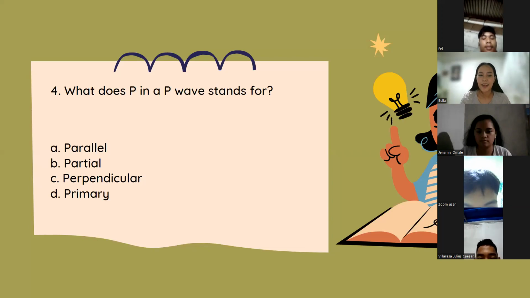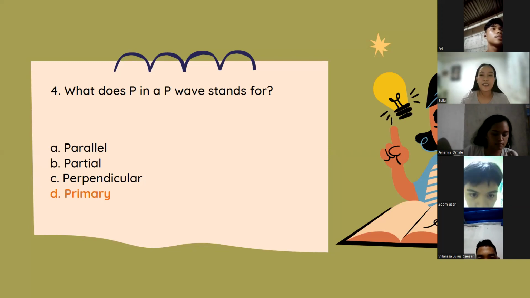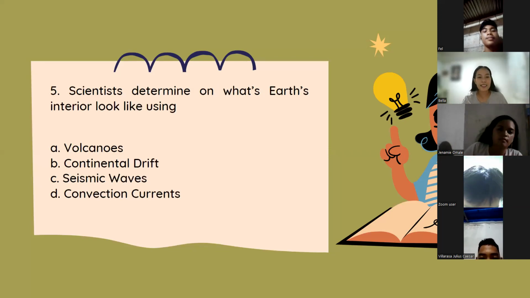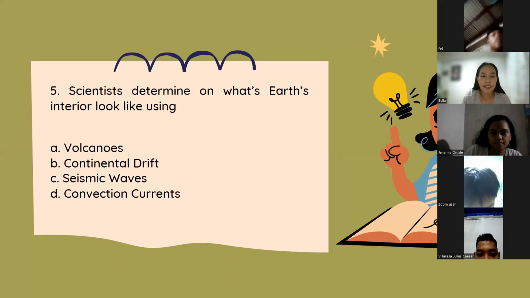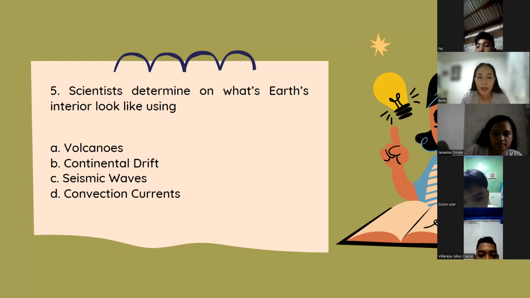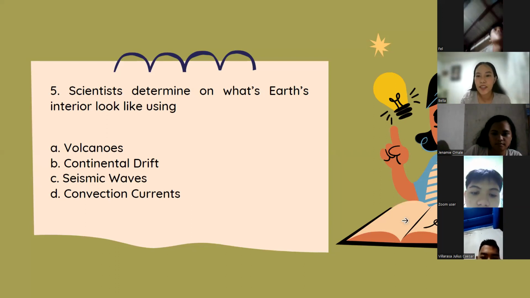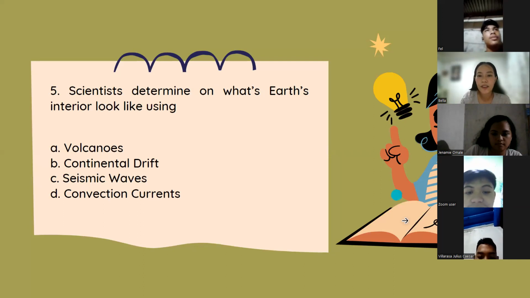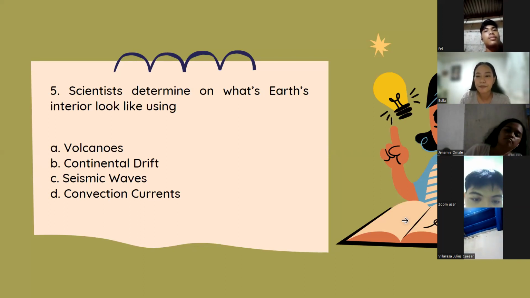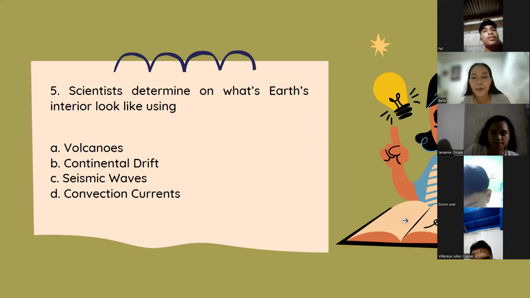Letter D. D, primary. All right, it is primary. Okay, for the last number, scientists determined what Earth's interior looked like using A. Volcanoes, B. Continental drift, C. Seismic waves, or D. Convection current. If you want to answer, you can unmute yourself or raise your hand. Janime, what do you think is the answer for number 5?